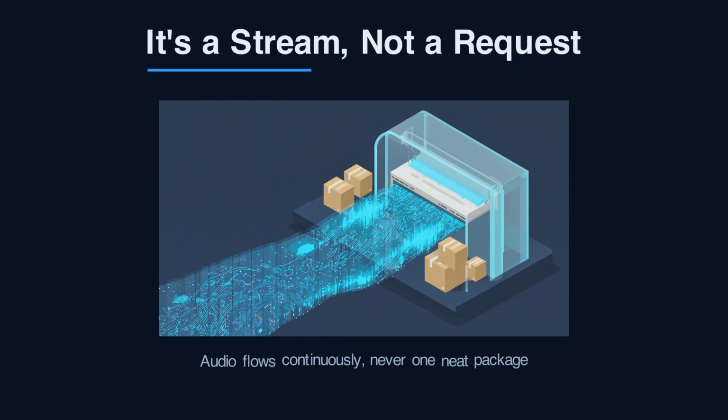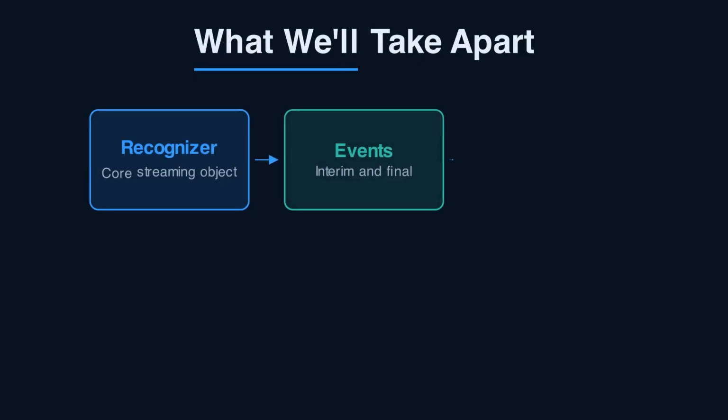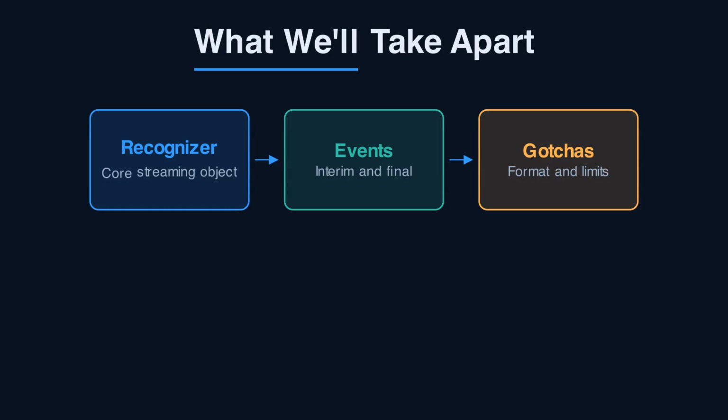One number to anchor you. Partial results land in roughly 200 to 300 milliseconds. 3 things decide whether your pipeline works in production. First, the TranslationRecognizer object and how it streams. Second, the difference between recognizing and recognized events. Third, the production gotchas around audio format and throttling. That last one bites almost everyone. I'll show the default that silently corrupts your audio.